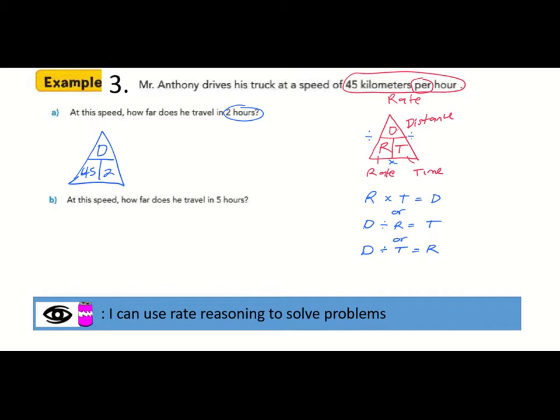So I'm going to multiply the distance and the time. I'm sorry, the rate and the time. So rate times time to get me my distance. And the rate is going 45 kilometers per hour. Times it by 2, because that's 2 hours. When I multiply that, I get 90 kilometers.